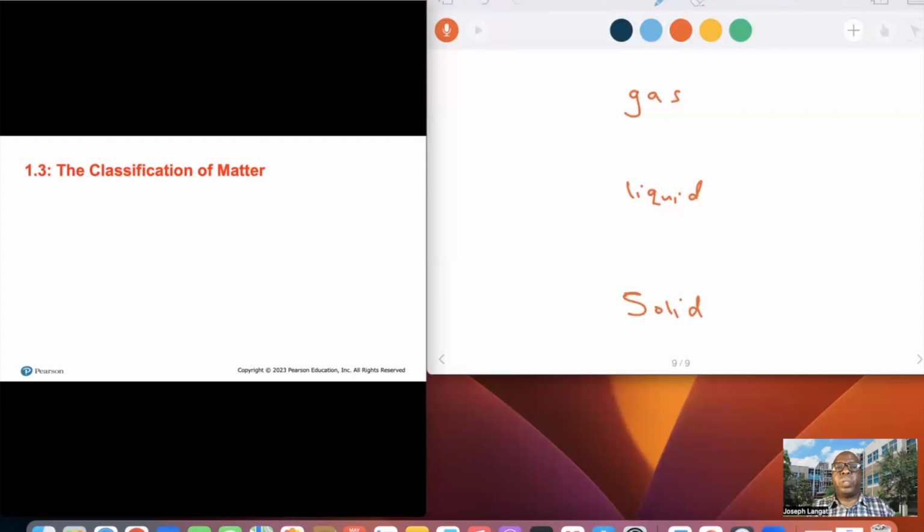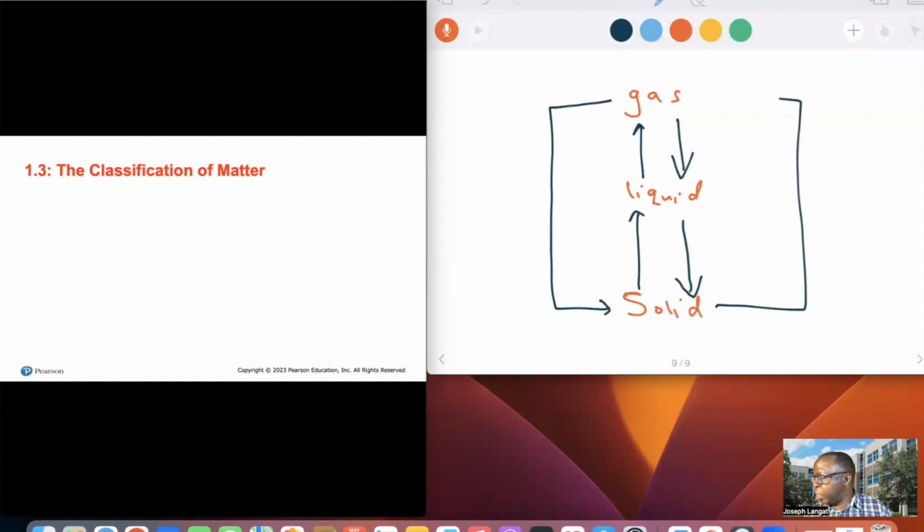I want you to master these physical changes. I know we will see them later on, but matter can exist in these three states. There are six changes associated with changing the temperature between solid, liquid, and gas. I know we're going to come back to this later.